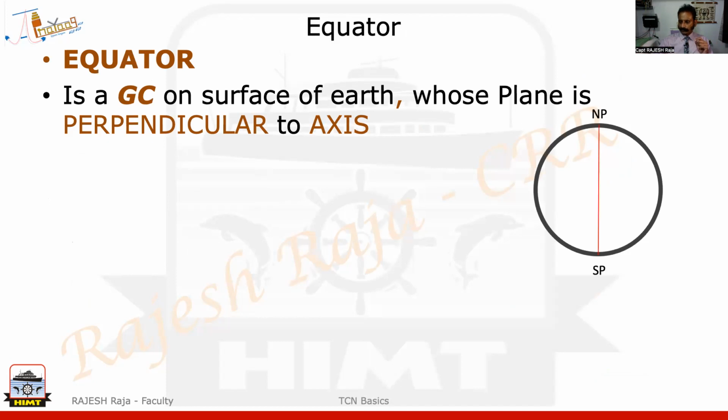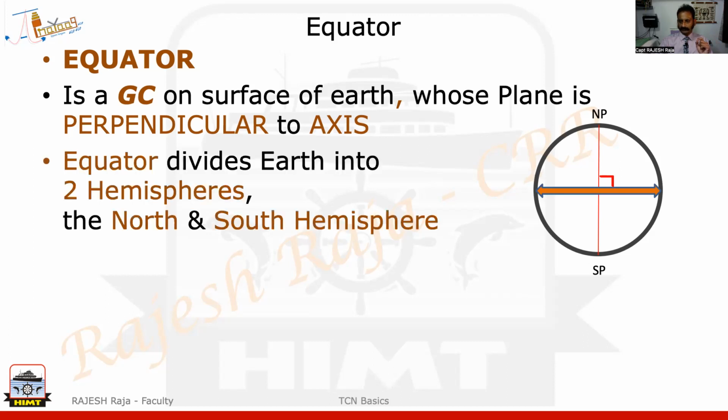We know that this is the axis of the Earth, which is the minor axis. And I need to draw one more GC, and the plane of the GC should pass through the center and should be perpendicular. Now, this is the answer for you. So this is one more plane or one more GC which passes through the center, but it is 90 degrees to the axis. Okay. So your equator divides Earth into two hemispheres or two halves. One is the northern hemisphere and the other the southern hemisphere.